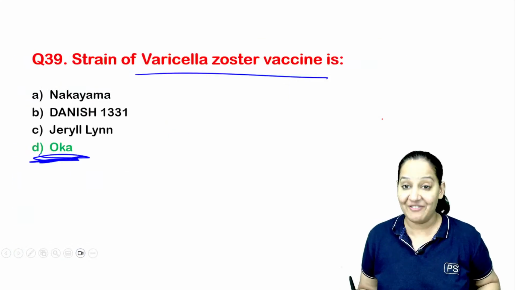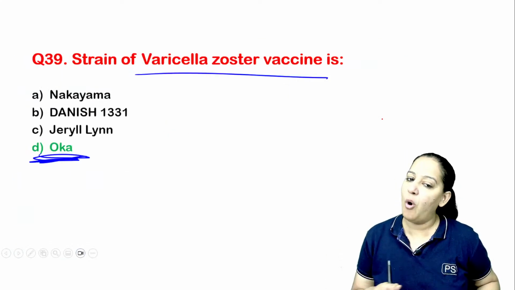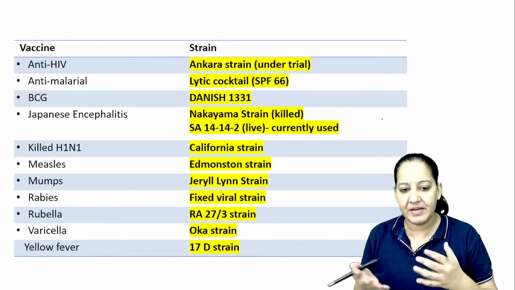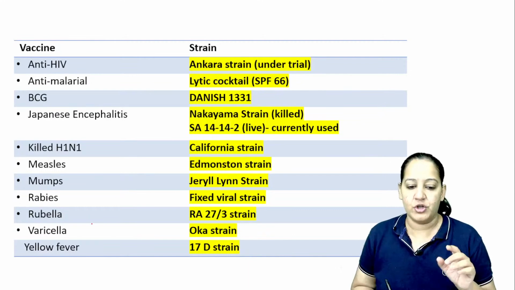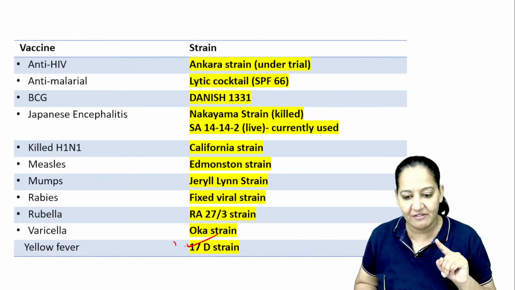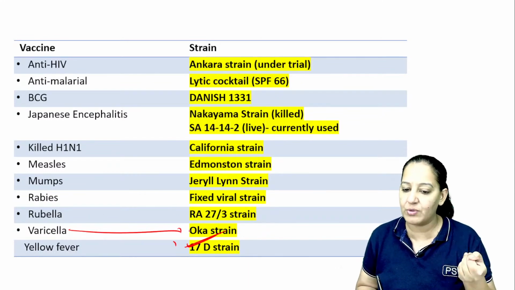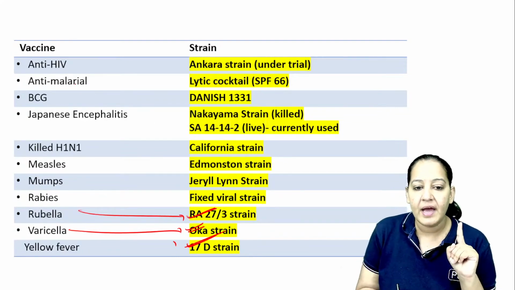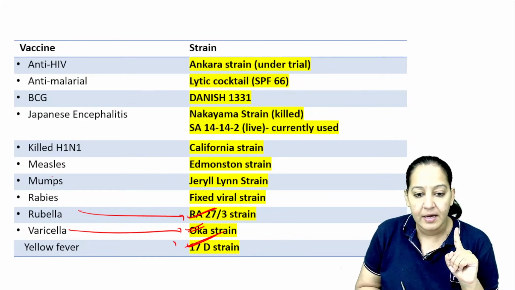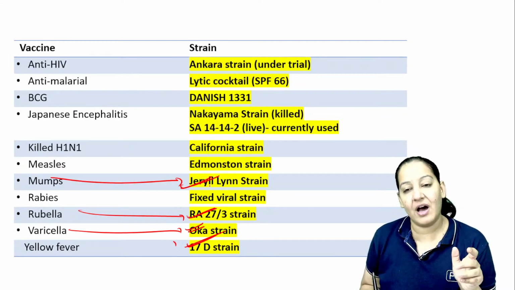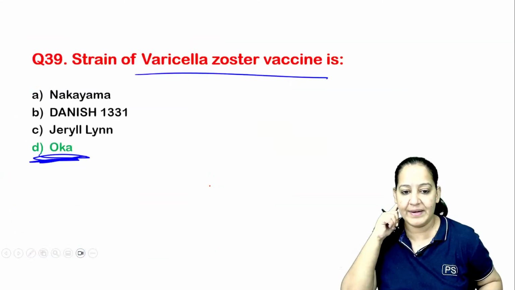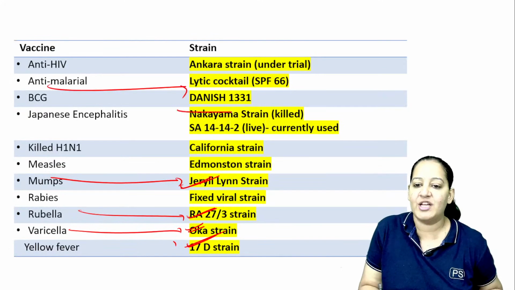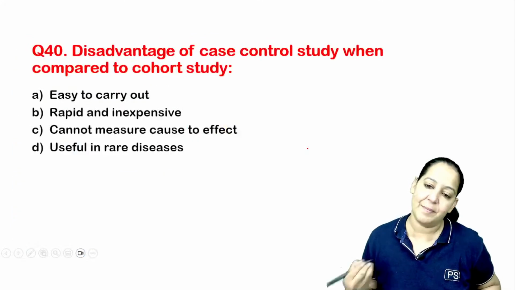So it's time to perfect the vaccines again. Here I'm giving you a list of all the vaccine strains in one place. Please read the list. I'm not reading it. There is nothing to understand, but you get many questions. Yellow fever, the strain is 17D, a very commonly asked PYQ. Varicella, the strain is Oka. Rubella, the strain is RA 27/3. Mumps, Jeryl Lynn. These are very frequently asked questions. Here the question is on Oka, so please learn that. BCG, Danish 1331. You cannot afford to miss these. They are repeatedly asked questions.